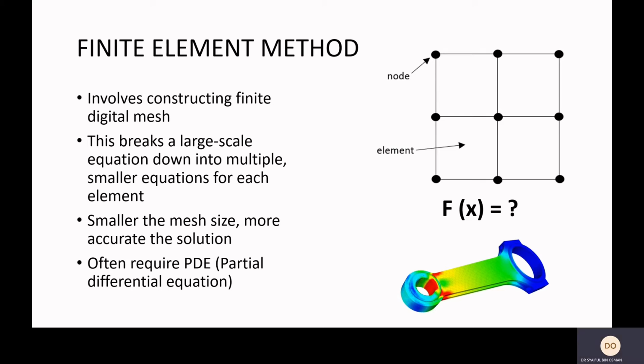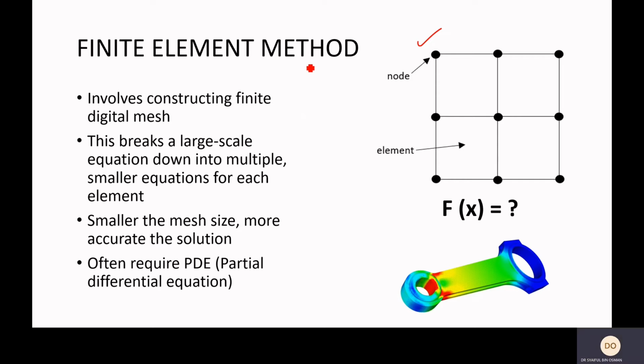Now we will discuss the finite element method. The finite element method involves constructing a digital mesh of the design, like what we can see in the figure here. This design consists of smaller elements, and these smaller elements are what we call finite elements. So we can then map data for each of the finite elements. And this breaks large-scale equations into a small equation for each element. And these equations can then combine to give a picture of the dynamics acting on the design.